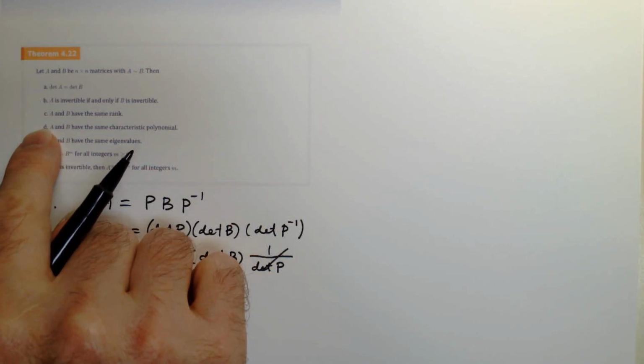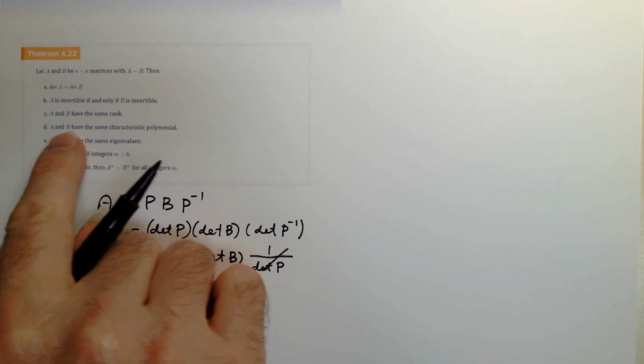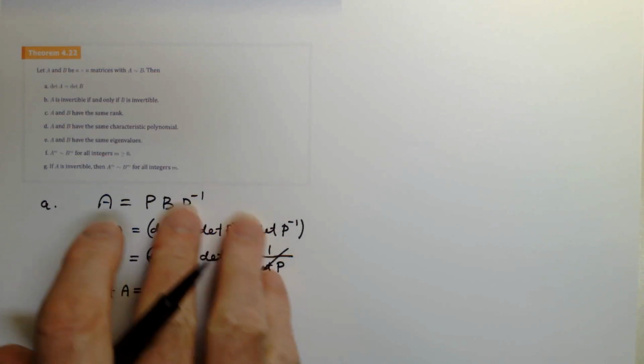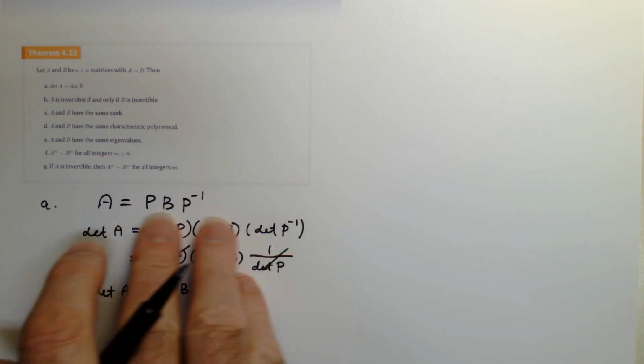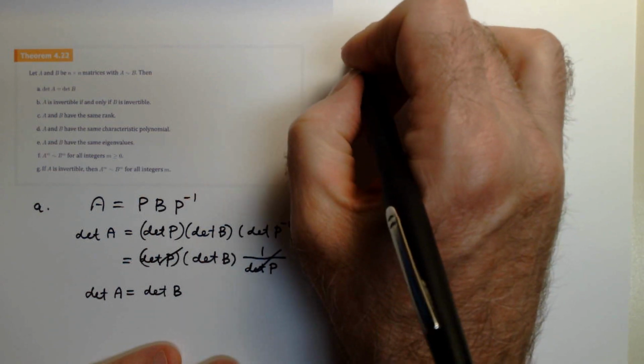We want to show that A and B being similar means that they have the same characteristic polynomial, and that's just a slightly more sophisticated calculation of the same type. Now let's dig into that one a little bit. So this is part D.